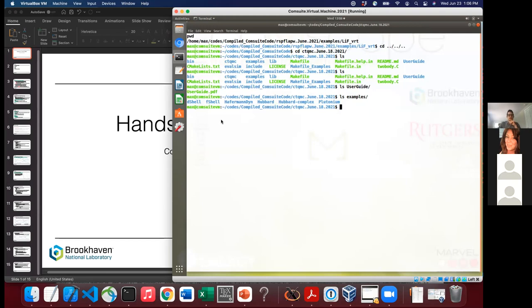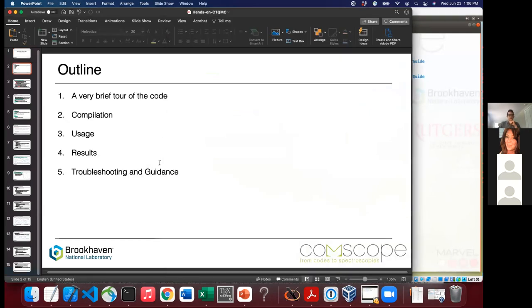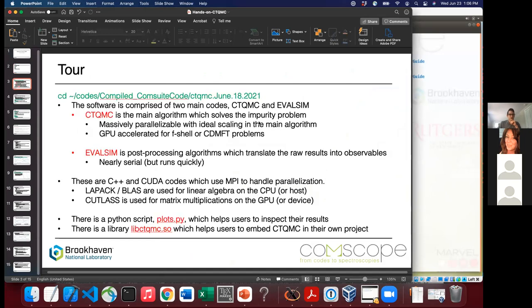So to start, it's good to give you a brief tour of what's going on in this code. There are two main codes here. There's CTQMC, which does the main CTQMC algorithm. So it samples the partition space or the worm spaces, collects observables. This is the parallelizable code. It's the GPU accelerated code, but it outputs raw data on the estimators.